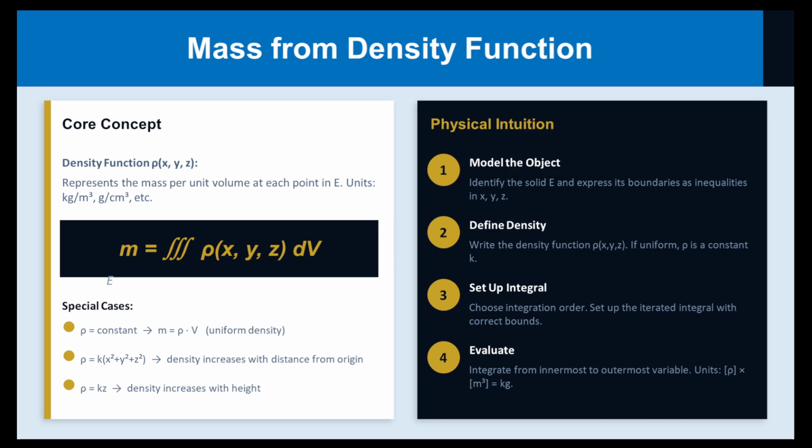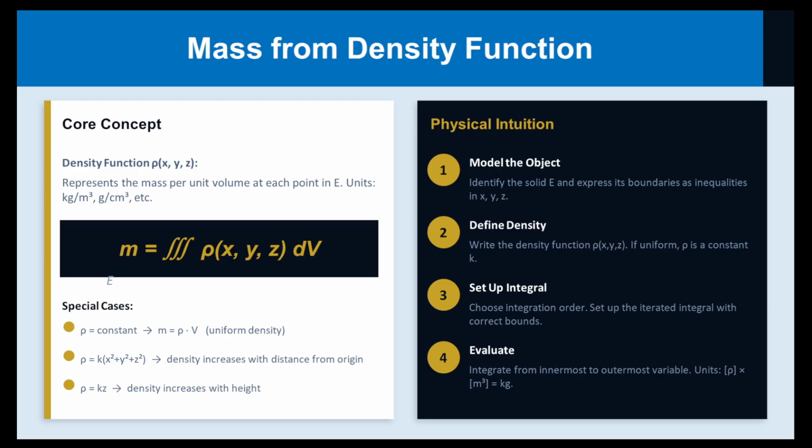Now let's see the physical applications of mass from density functions. A density function represents mass per unit volume, and units can be kilogram per meter cubed and gram per centimeter cubed. The formula for mass is m equals the triple integral of density over the region E. Now let's see some special cases. The first case is if the density is constant, then mass equals density multiplied by volume.